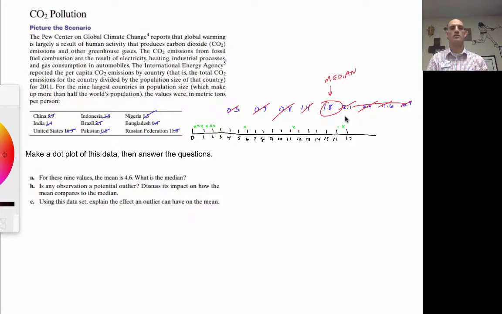Well, what does that tell me? So my mean is 4.6. My median is 1.8. So check it out. Is any observation a potential outlier? Yes. 16.9 and potentially 11.6, right?